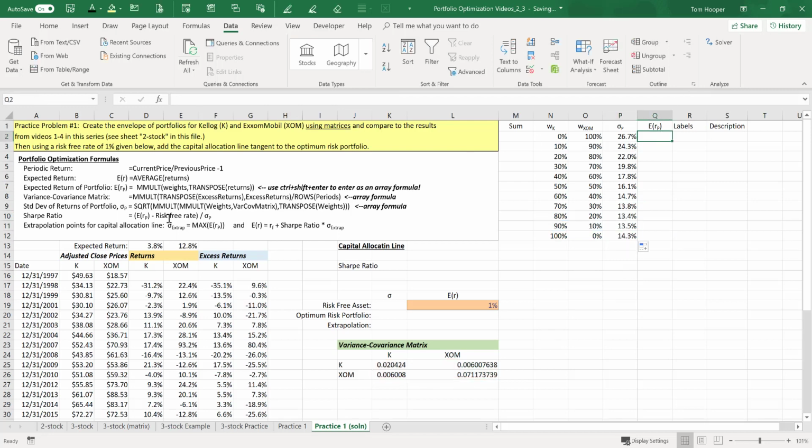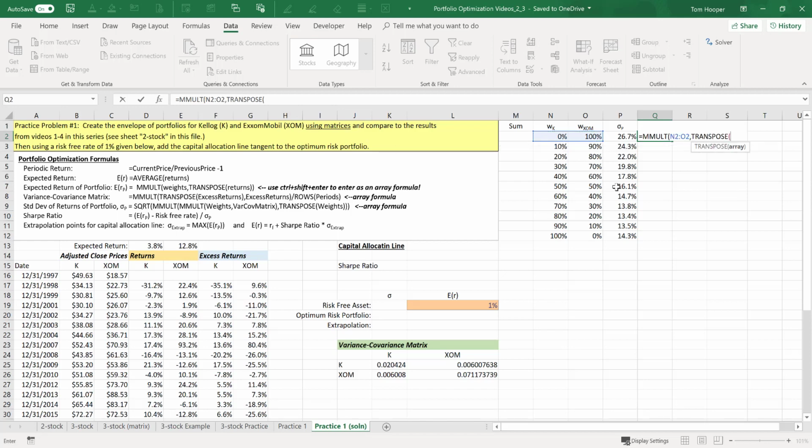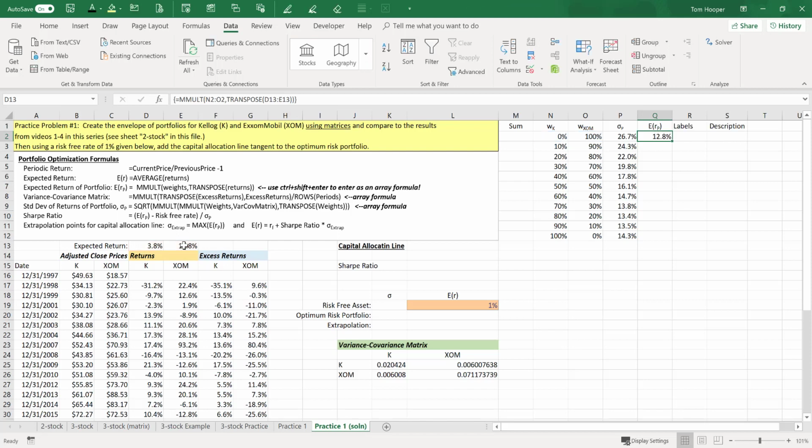And now we can calculate the expected return of the portfolio using matrix multiply of the weights against the transpose of the returns. Control Shift Enter. Should have locked the returns. Control Shift Enter and copy down.